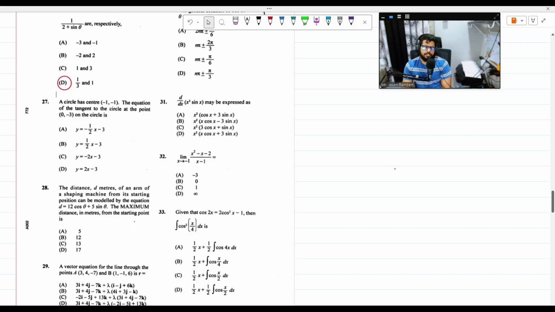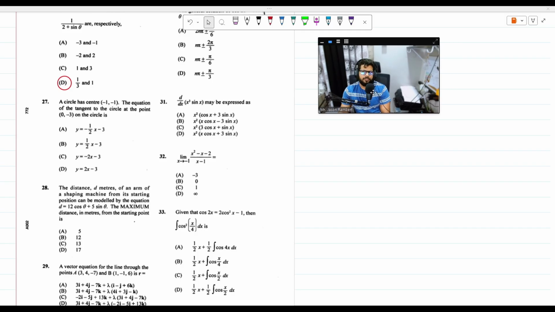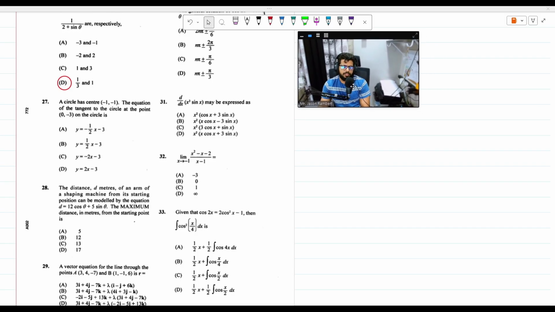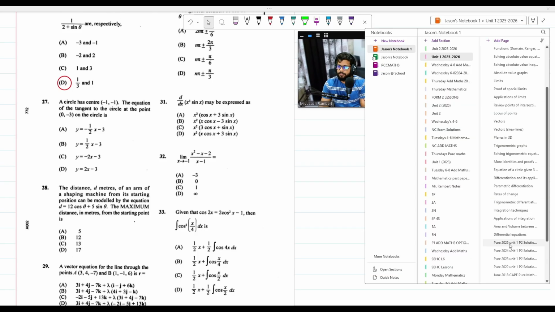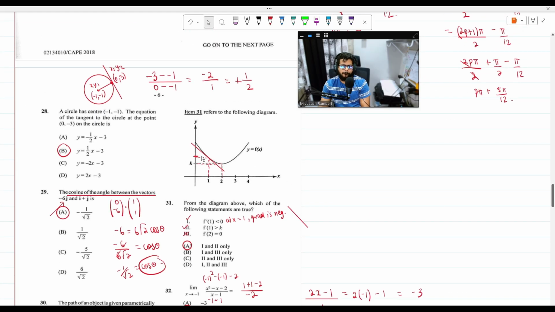A circle has center minus 1, minus 1. The equation of the tangent to the circle at 0, minus 3. This is another repeat. I believe the gradient of the normal... We will get accustomed with what the repeats are, right?